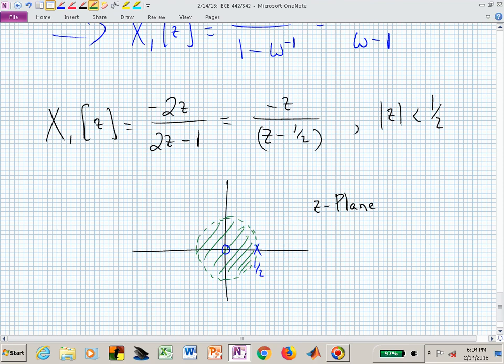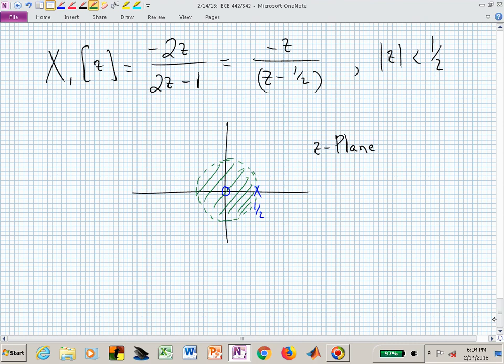And where's the unit circle relative to this picture? Here's 1, here's j, here's minus 1, here's minus j. And now if I could draw a circle, this is now the unit circle.